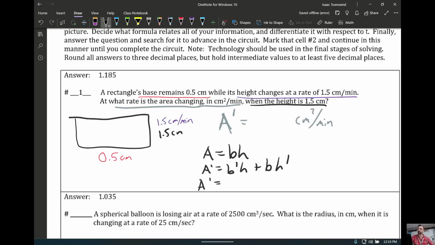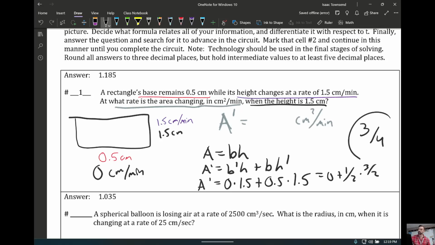So our answer comes from the rate of change of the base, and they said it remains, so I probably should have put zero, times the height, which is 1.5, plus the base, 0.5, times the rate that the height is changing, 1.5. So in the end, your answer comes from 0 plus 1/2 times 3/2, which ends up to be 3/4, or 0.75. So I suspect 90% of the issues on this question was taking the derivative. If you want to take the derivative of something times something, you have to remember that that's got to be product rule.